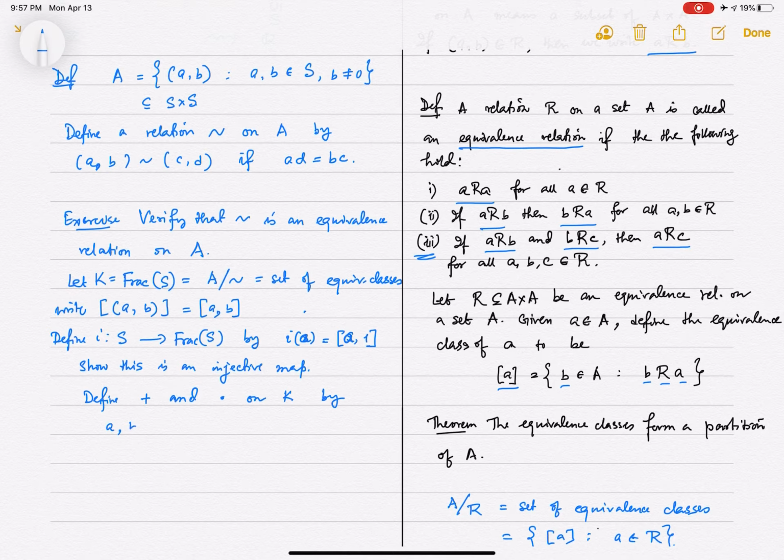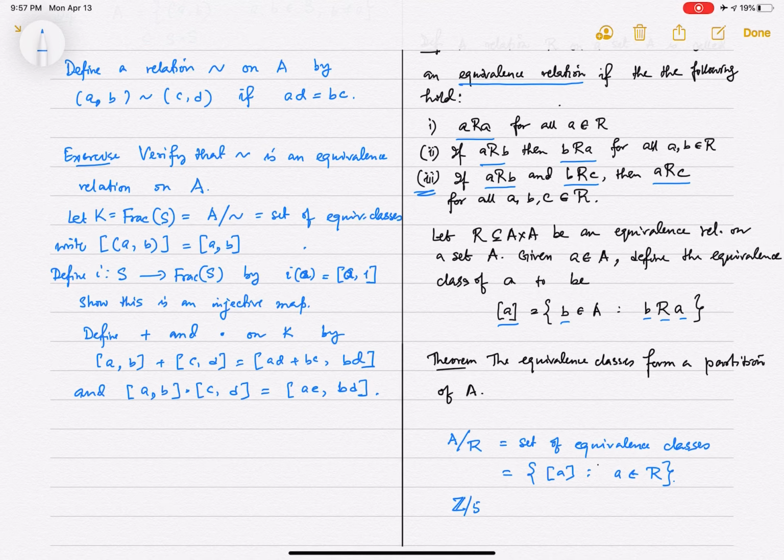The addition is going to be looking a little funny. But you know what it has to be. This is really doing A over B plus C over D. So this should be AD plus BC over BD. So that's what I'm going to let it be. And the multiplication will look simpler. It's going to be just AC over BD. So now, as the next exercise, you verify that plus and dot make K into a field.